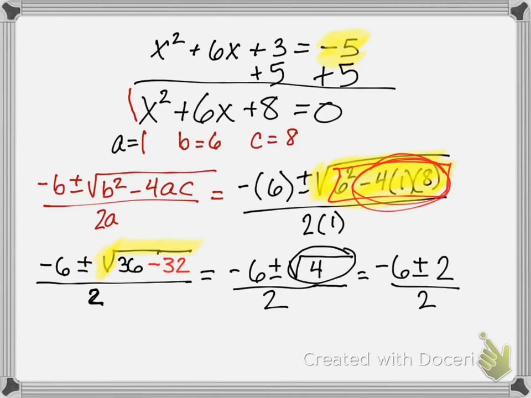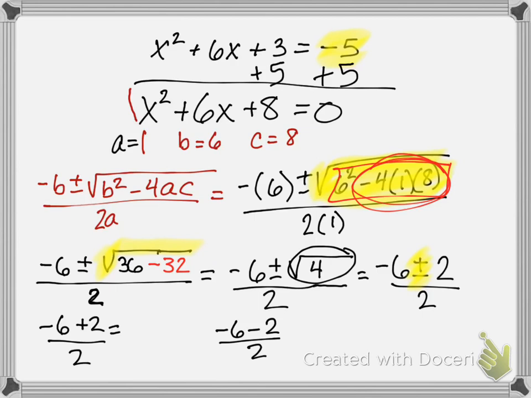Since our square root symbol is gone, we are going to write out our 2 different answers. So remember, the plus or minus sign right here tells us that we have 2 answers. So I'm going to write those 2 out. I have negative 6 plus 2 over 2 and negative 6 minus 2 over 2. Now I'm just going to go ahead and simplify both of those.